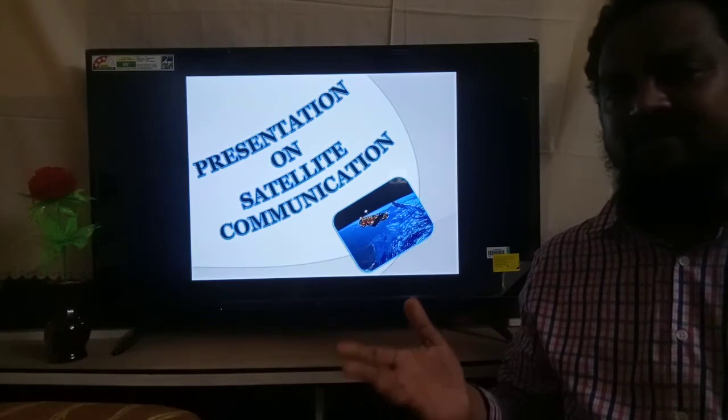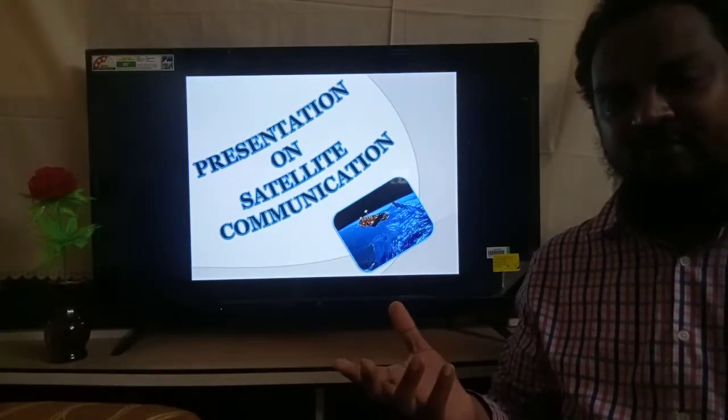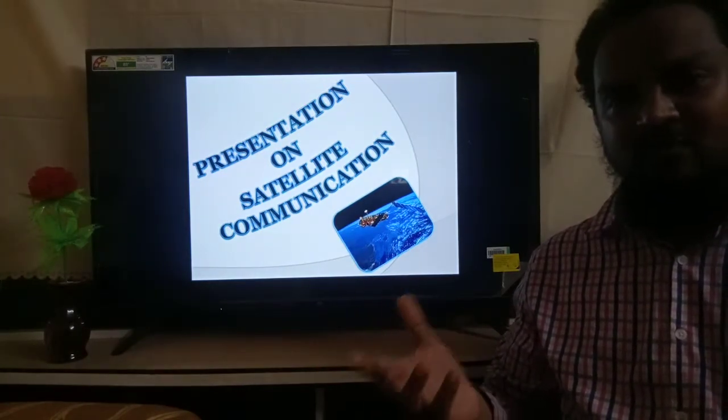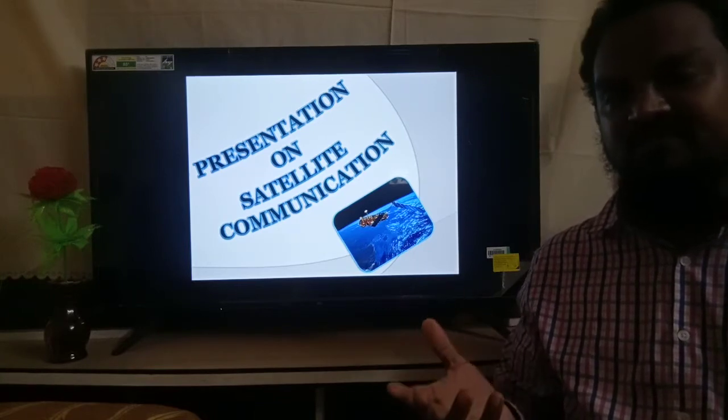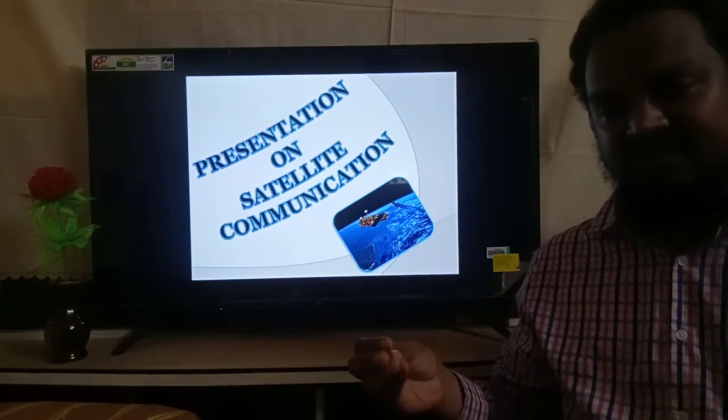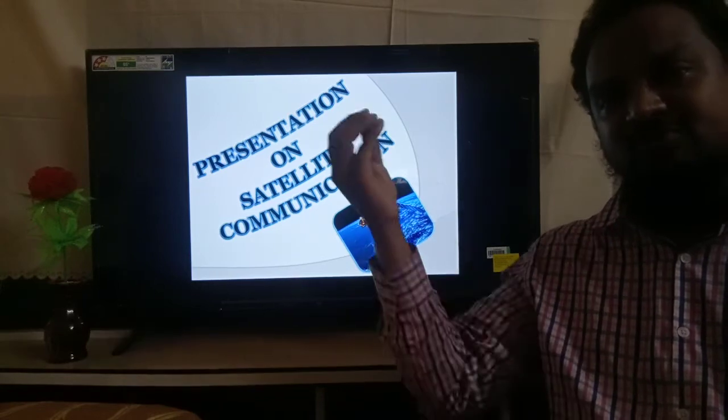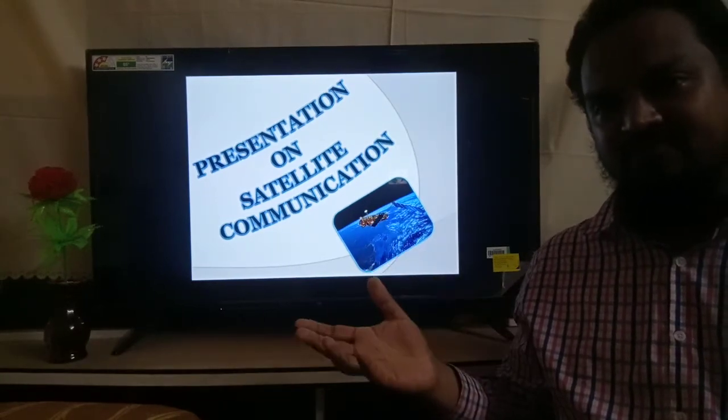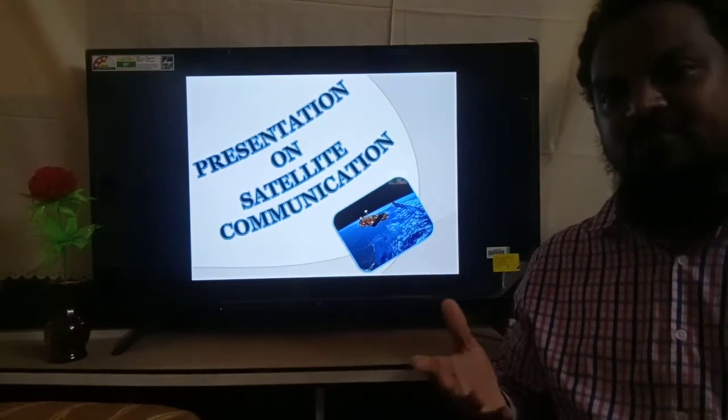For example, the basic example is mobile. We use mobile phones. In mobile, we have the option of GPS, the global positioning system, which tracks our location on the earth. It directly communicates with the satellite. This is a very simple example of a satellite so that you can understand how we use satellites.